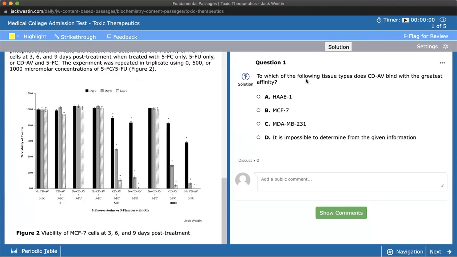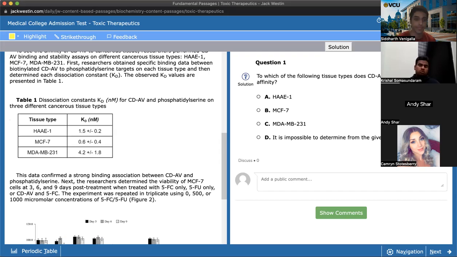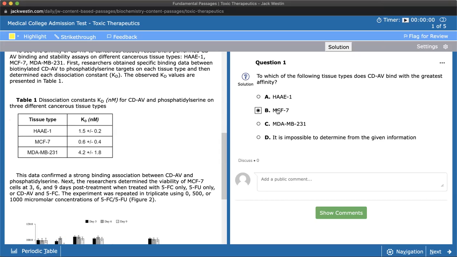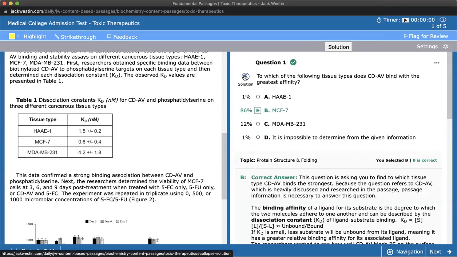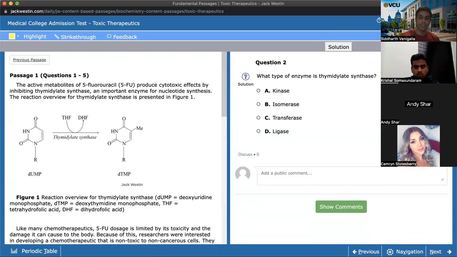Let's look at the question. I think we already asked this, but which of the following tissue types does CD-AV bind with the greatest affinity? MCF7. Awesome. Yeah, that's correct. Okay. What type of enzyme is thymidylate synthase? Let's look at this diagram right here. What is thymidylate synthase doing to this thing? Adding a methyl group. Okay. And what would that make it? Transferase. Awesome.